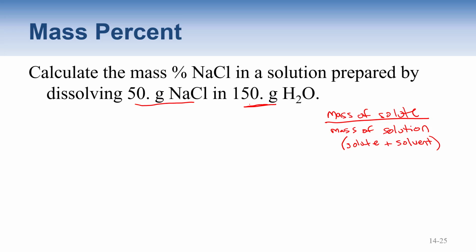So we have 50 grams of sodium chloride divided by the solution. The solution would be the 150 plus the 50, which is 200, because the solution as a whole has both parts. It has the solute and the solvent in it. So that's 50 divided by 200, and then you'd multiply by 100%. Doing this in the calculator, 50 divided by 200 gives us 0.25 or 25%.